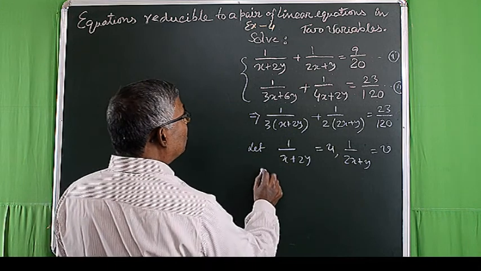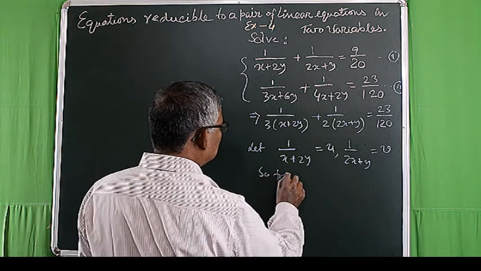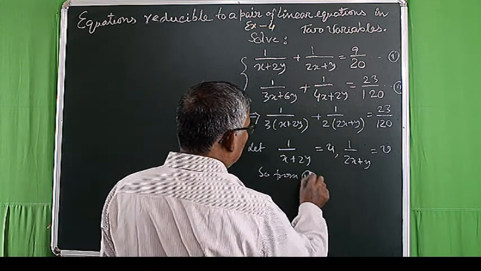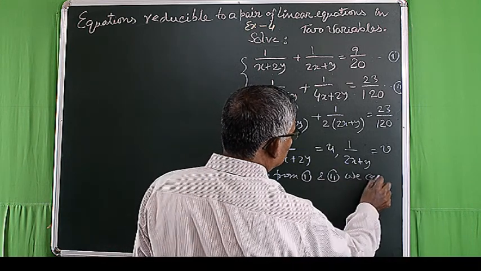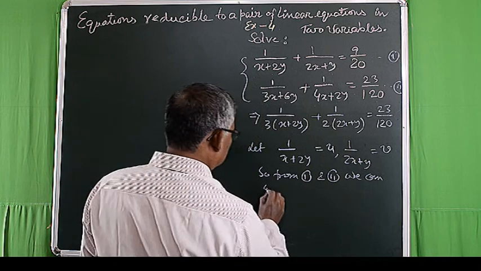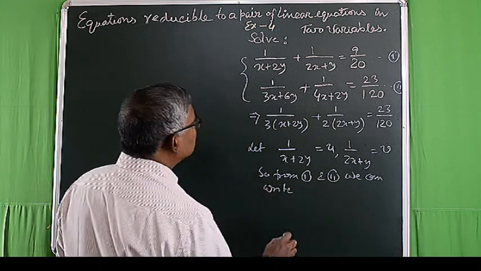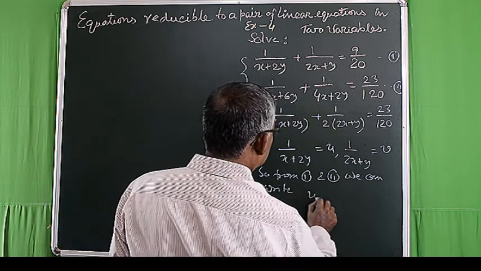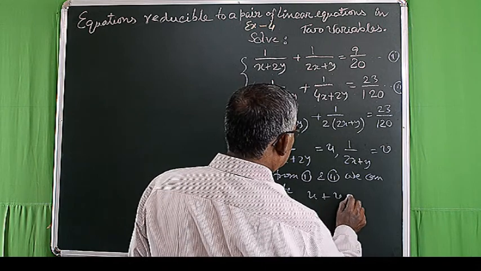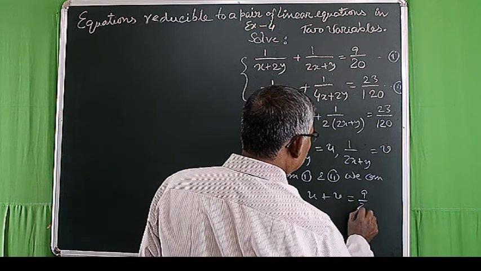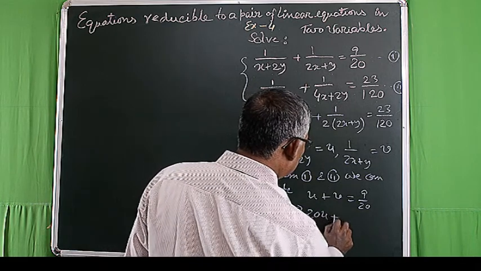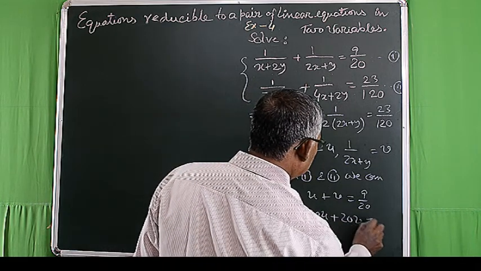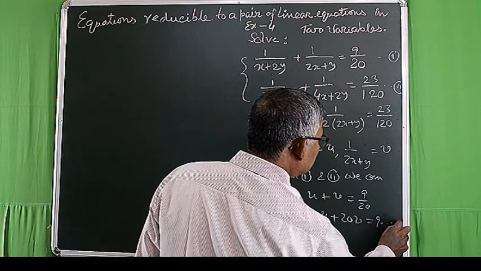So from 1 and 2 we can write u plus v equal to 9 by 20. This implies that 20u plus 20v equal to 9. Suppose it is equation number 3.